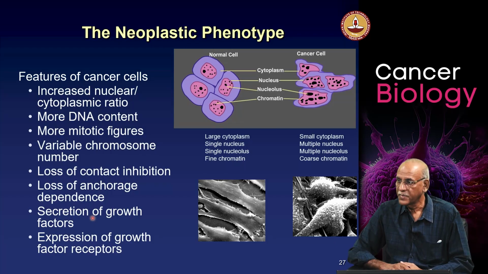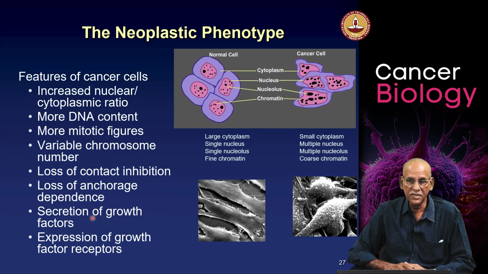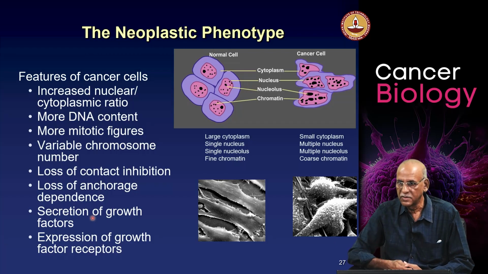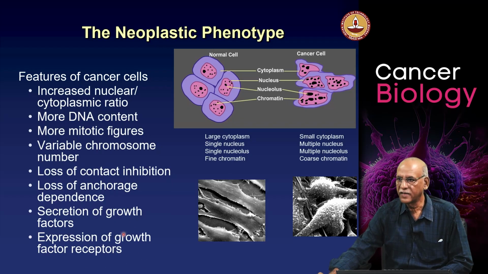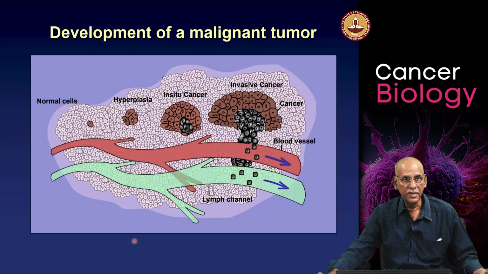So, the cancer cells have this kind of an immortal property because they are anchorage independent. And the reason for this kind of growth as against the normal cells is that they secrete their own growth factors, so they can continue to stimulate growth. But this is not the only reason. There are many other characteristic features which we will formally discuss a little bit later, and they also express growth factor receptors. So, these are some of the important differences.